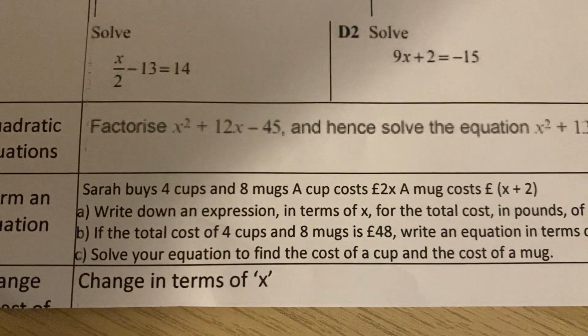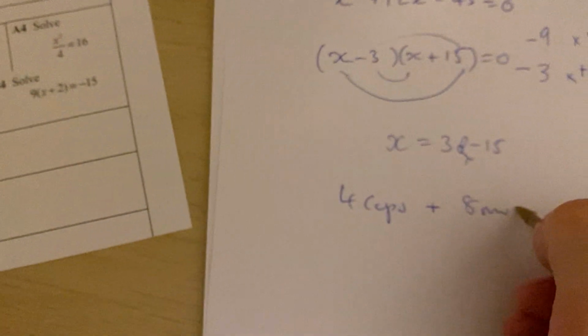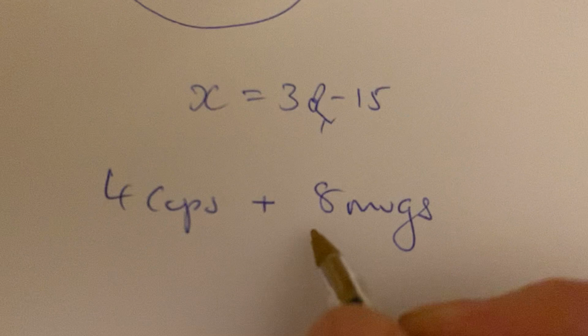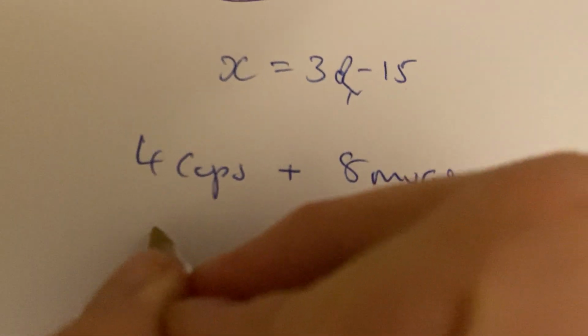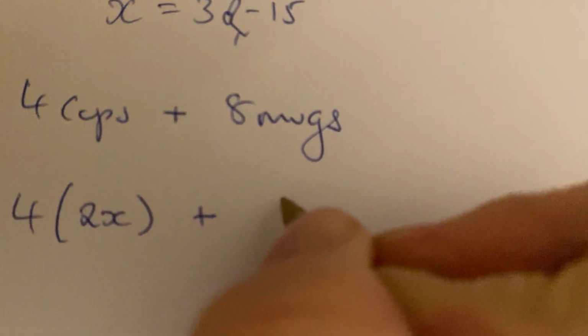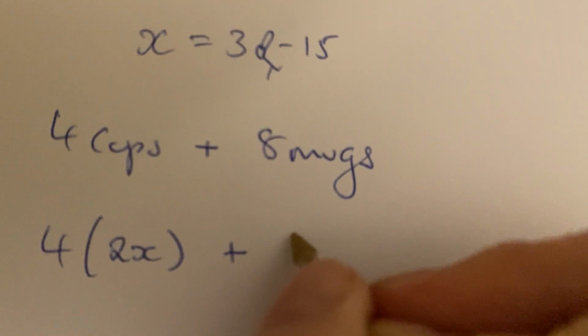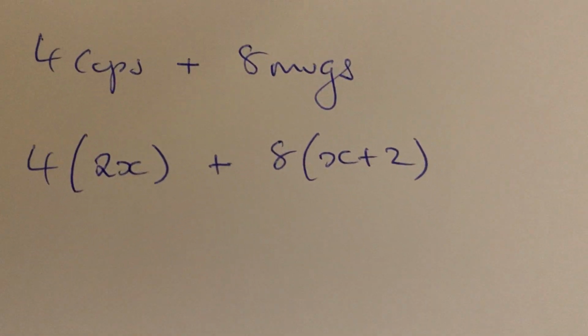So she has 4 cups and 8 mugs. So she's got 4 cups plus 8 mugs. A cup costs 2x, so you've got 4 lots of 2x, and then mugs are x plus £2, so 8 lots of x plus £2. So I think that's what it's trying to say.